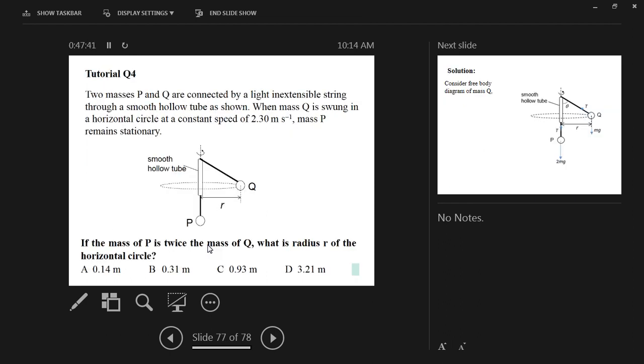Okay, let's move on to question 4. Another MCQ question. I give you 2 minutes, you try, then you tell me what is your answer.